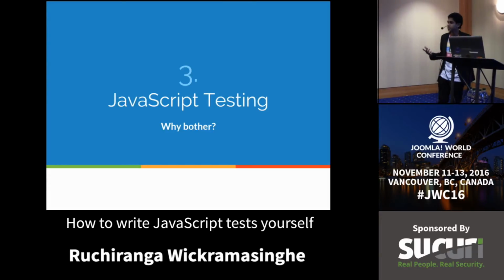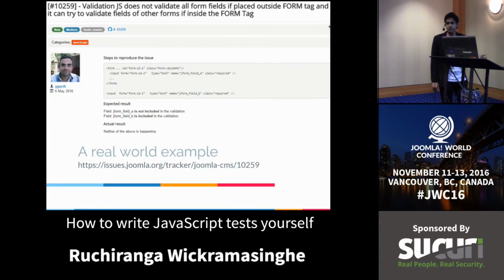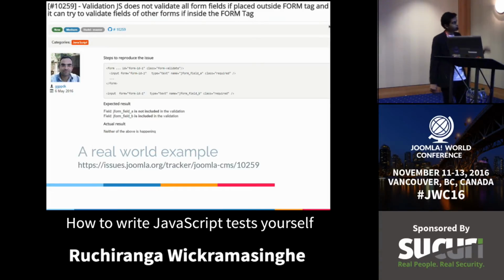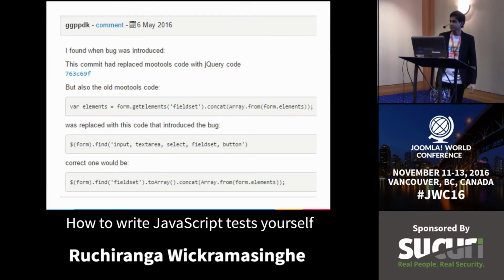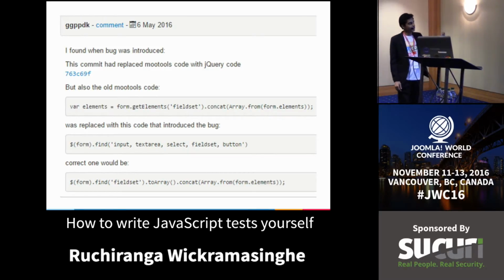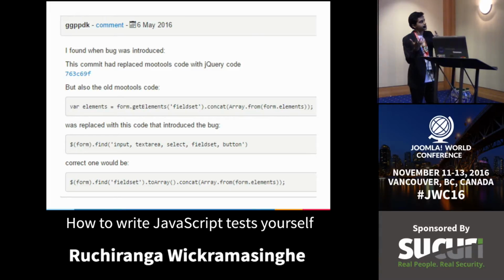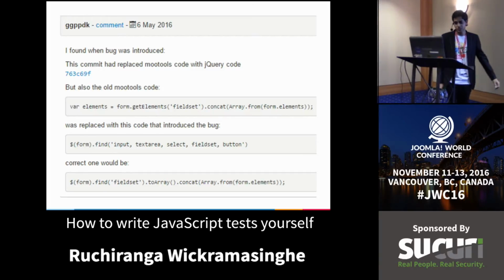JavaScript testing. Why do we really need JavaScript testing? Why do we bother about it? I'm showing you a real example that I came across in our issue tracker. This person has put up an issue saying something about the validation.js library. It's not doing what it is supposed to do. And in the comment section, I found this comment. He himself has posted saying he found when the bug was introduced, this specific commit made the bug, and he has said how to correct it and so on.